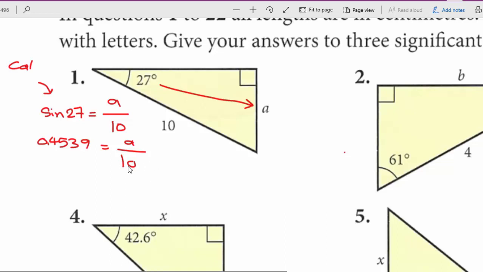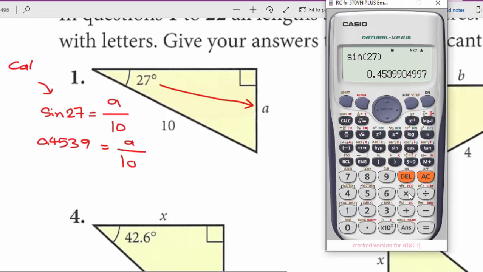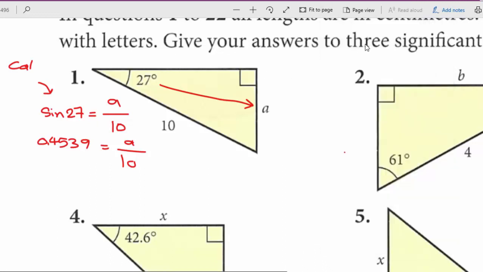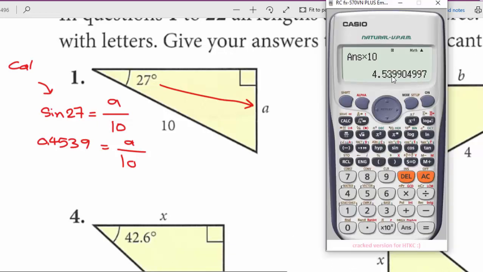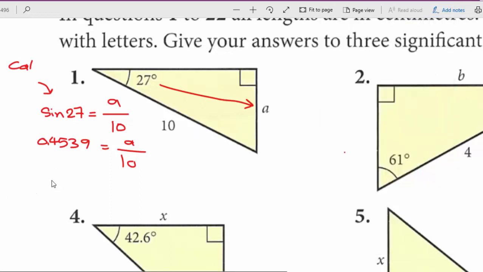How can we get rid of this 10? If we multiply both sides by 10, then this answer times 10. The answer is 4.539. As you see, the question asks for 3 significant figures. For this number, 3 significant figures, it will be 4.54. Well, A is 4.54 centimeters long.